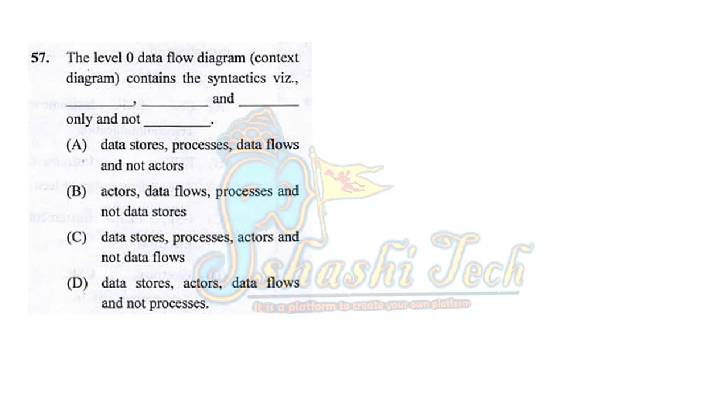Let us go to question number 57. The level 0 data flow diagram contains: option A, data stores, process and data flows and not actors. Option B, actors and data flows, process and not data stores. Option C, data stores, process, actors and not data flows. Option D, data stores, actors, data flows and not process. Option B is the correct answer.